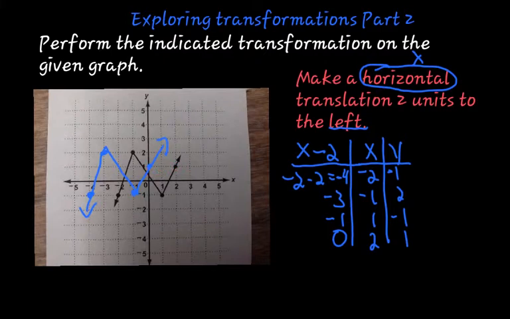If it says vertical translation, that means you're going to change the y values. So if you had vertical instead of horizontal, you are going to add or subtract to the y's, and it's going to say up or down. Since vertical is up and down, you change the y values if it says vertical. But let's try another one.